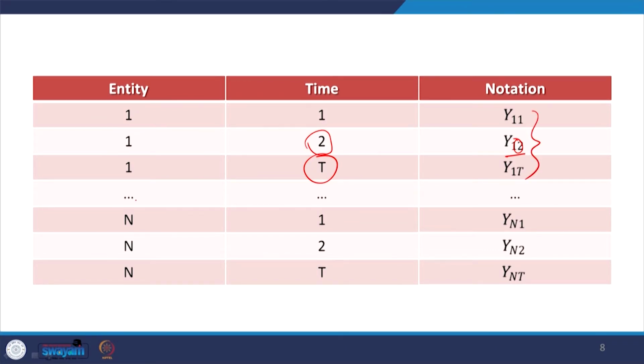Now, similarly for others, the nth observation could be interpreted like this. Now, the question here occurs: either we can interpret like this vertically, or we can interpret horizontally also. We are going to discuss that in a short while.